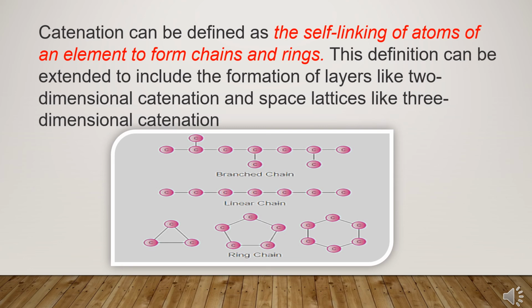Silicon forms compounds with hydrogen which have chains of up to 7 or 8 atoms. But these compounds are very reactive, whereas the carbon-carbon bond is very strong and hence stable. And this gives us a large number of compounds with many carbon atoms linked to each other.